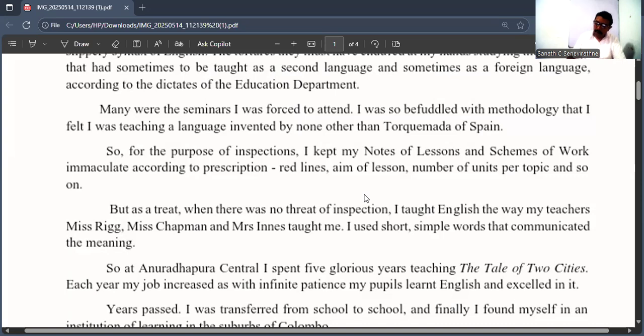We also find her criticizing the English language teaching methodology that was introduced to teach English.